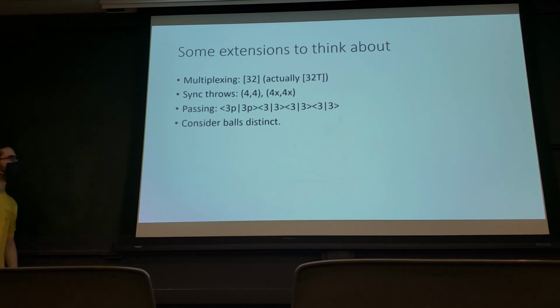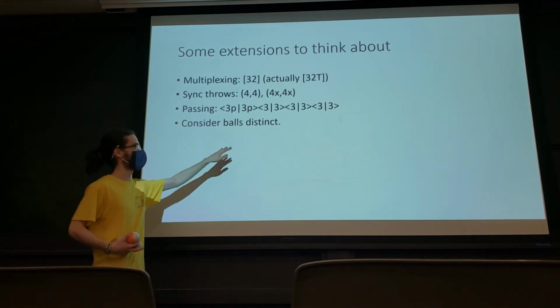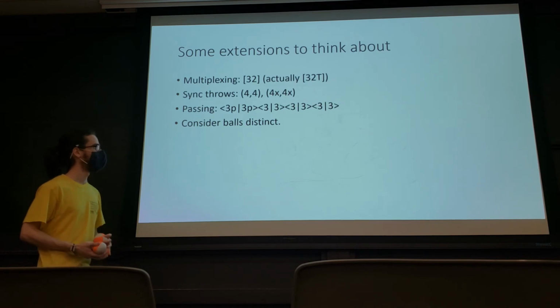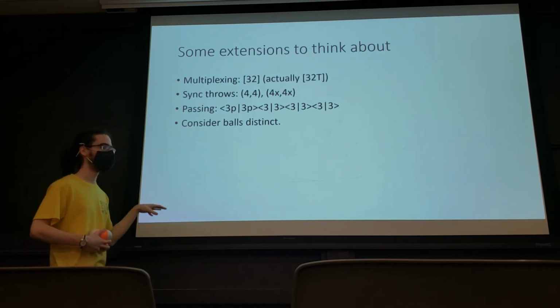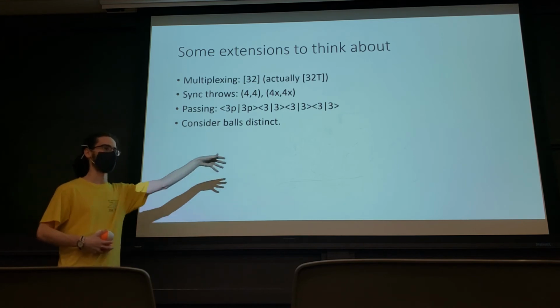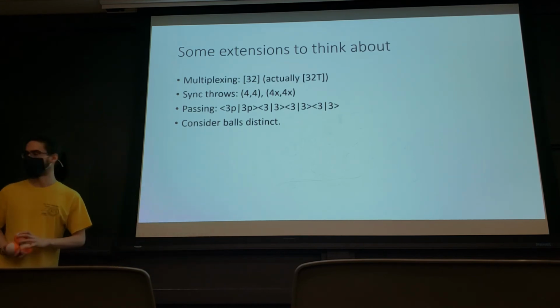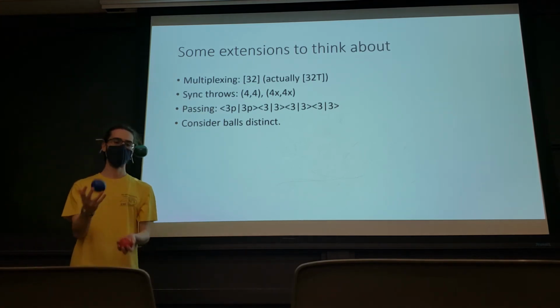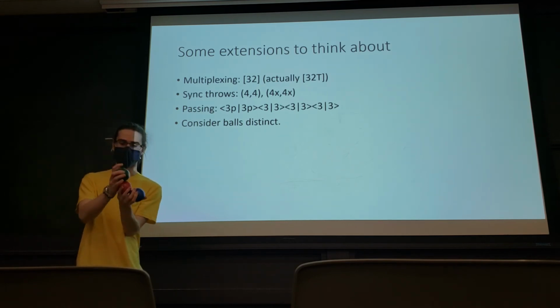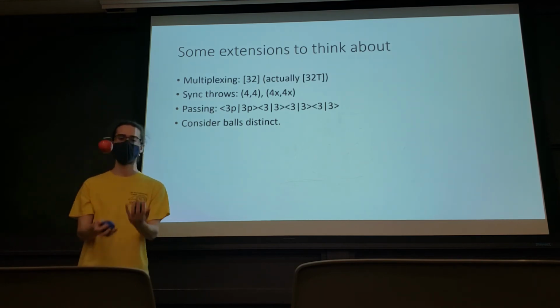And also, one might want to consider different balls distinct. So maybe instead of having our state be a binary string of 1s and 0s, we have 0s, but then we have like A, B, C, D for different balls, or different colors or whatever. So maybe we want this pattern to be different than if I swap these 2 balls to this pattern.